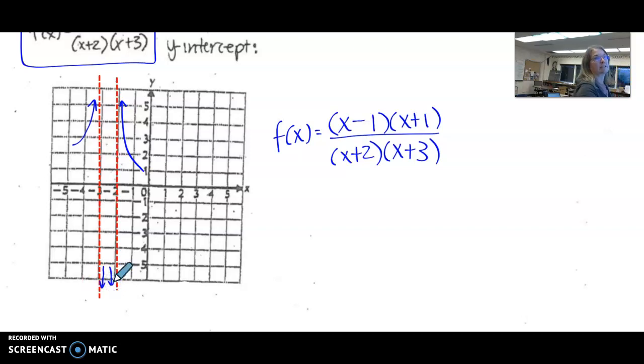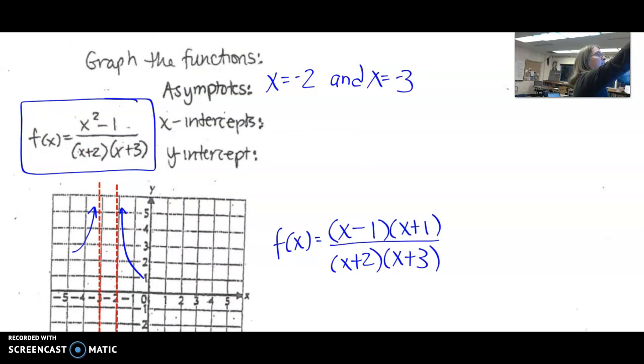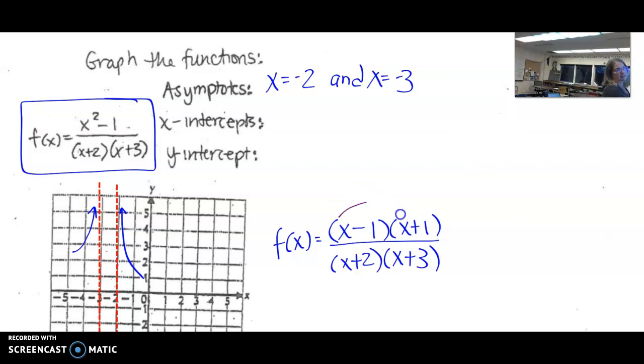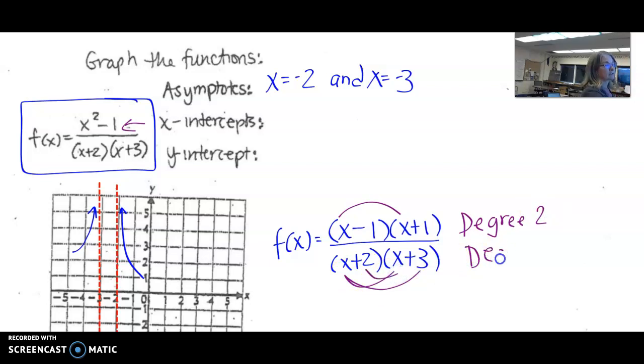All right, so let's look at our horizontal asymptote. We're going to look at the degree of the numerator. When you FOIL x minus 1 times x plus 1, you end up with x squared minus 1, which we have here. The degree is 2. And same thing in the denominator. When you FOIL this, you get x times x, which is x squared, and then plus 3x plus 2x is plus 5x plus 6. The degree is 2. So the degrees match.